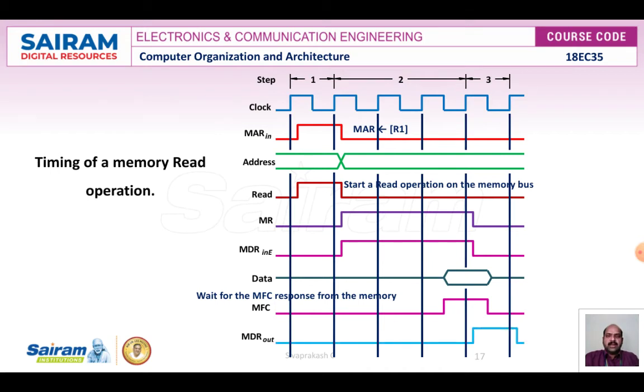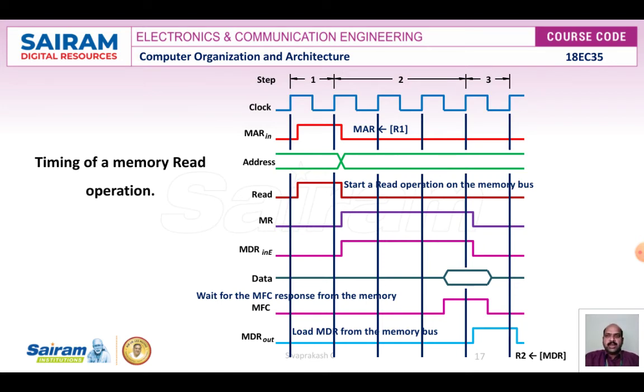Then the memory data register outputs the data. It loads the MDR data from the memory bus, so that the MDR memory data is moved to the register R2. In this way, the fetch operation is performed in this particular order.